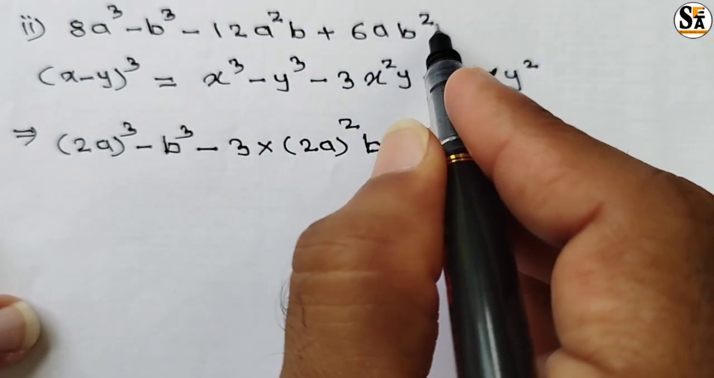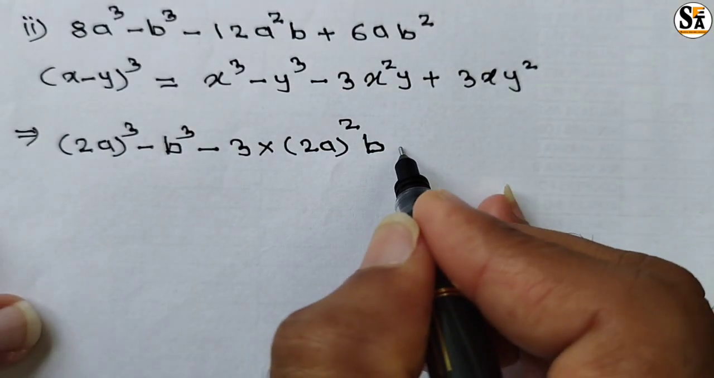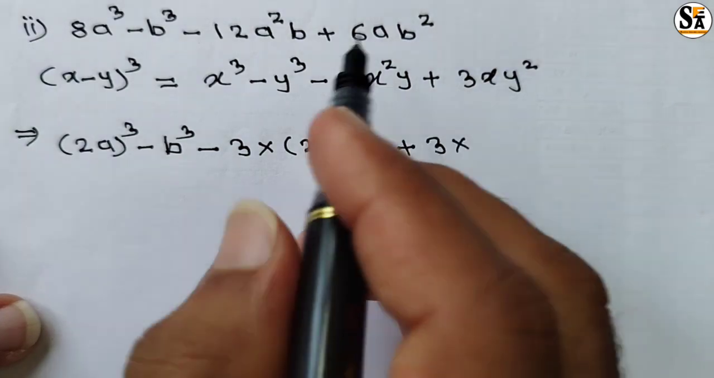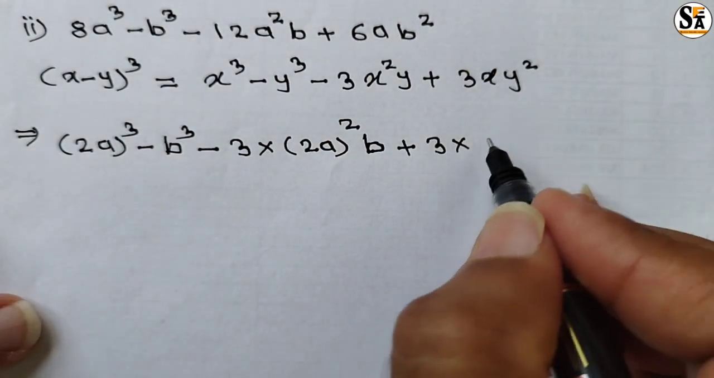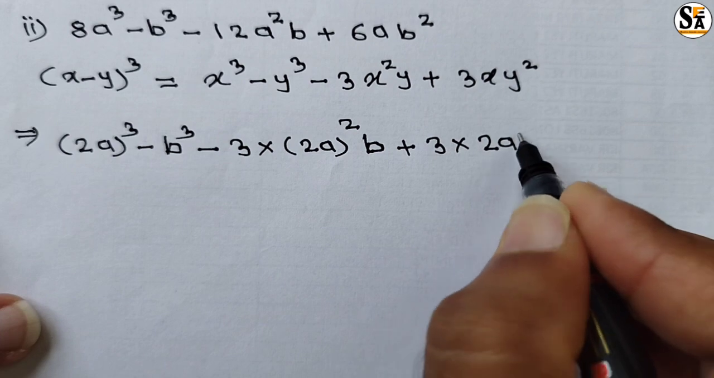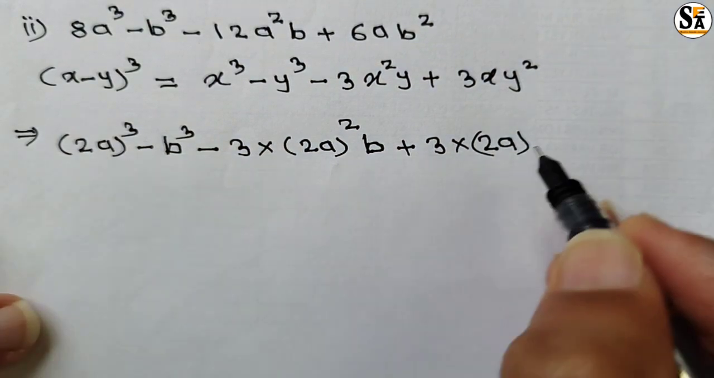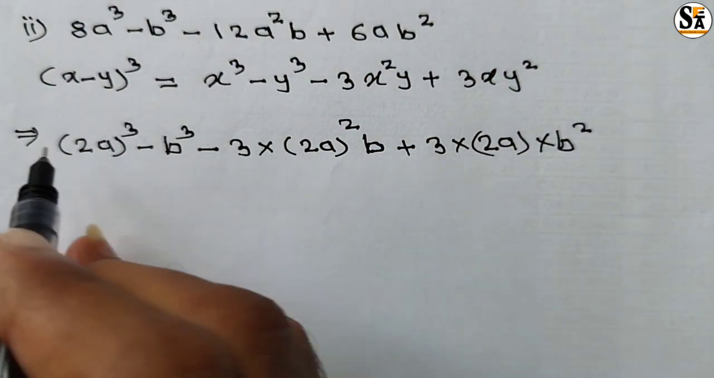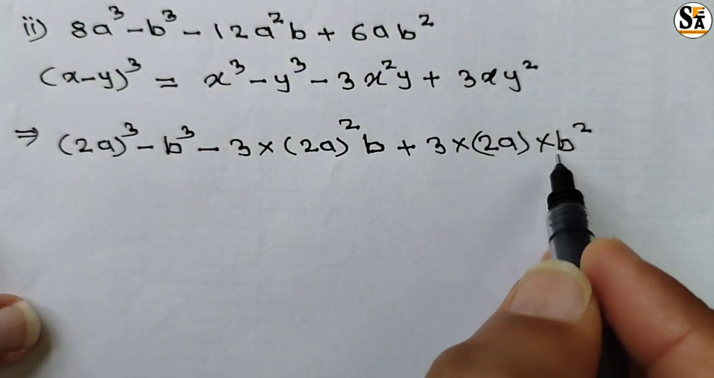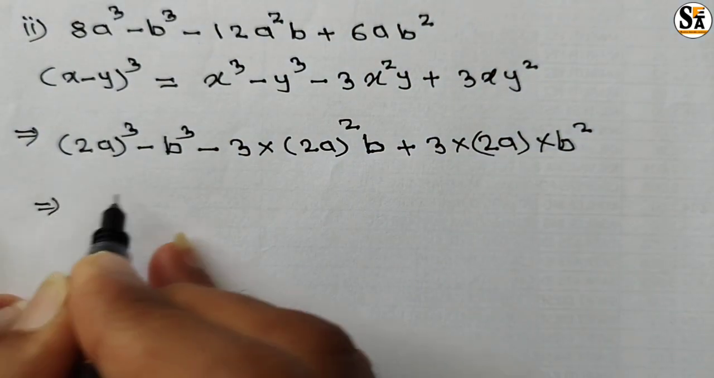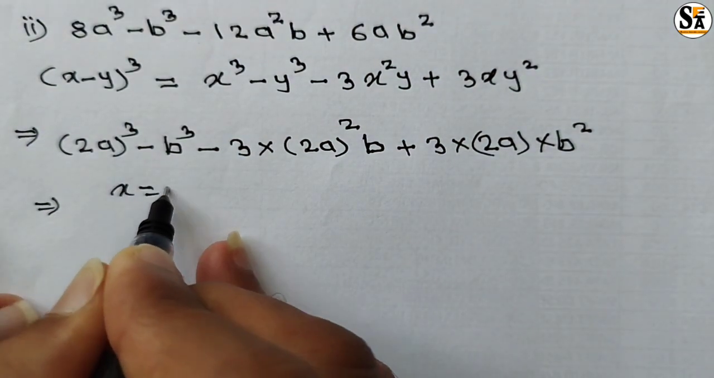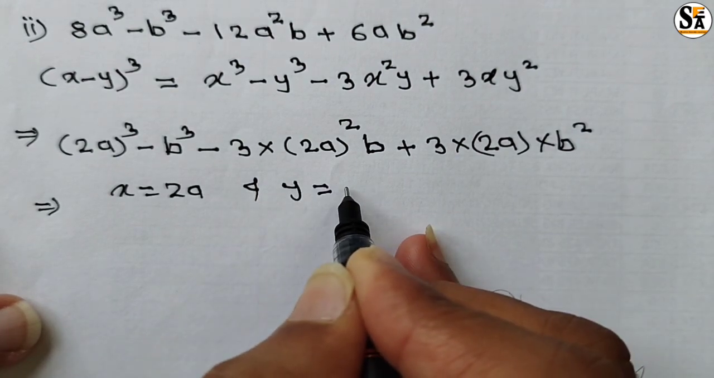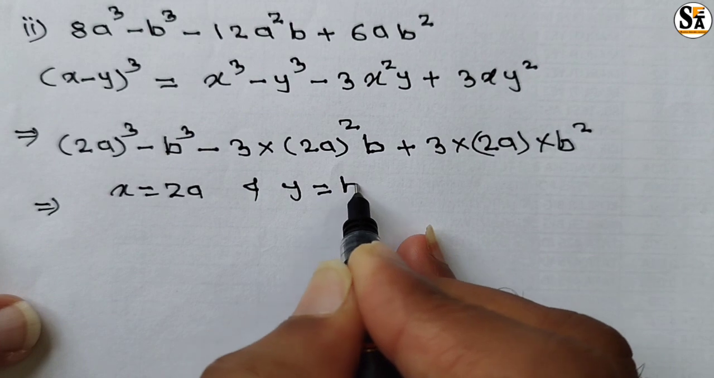Then again 6a into b square, we can split it, we require 3 here for this term. So 3 into the remaining factor 2, so 2 and this a. 2a is one term, this 2a into b square. Now as we are able to convert this expression in this format, we can write here x is equal to 2a and y is equal to b, isn't it?